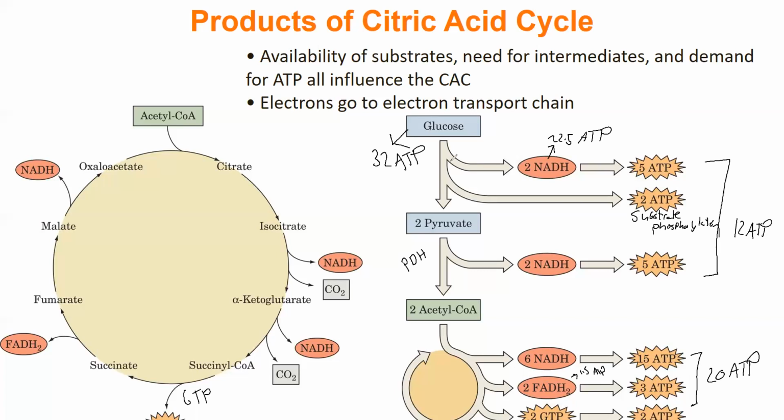Since we are creating a lot of energy and we are using a lot of resources, this whole process, and we've already looked at it, is very highly regulated. It's regulated by the amount of substrates. It's regulated by whether you need intermediates for different things. It's regulated by whether you actually need ATP. So everything here is very highly regulated, but that is our total energy gain so far from what we've learned about in this class.